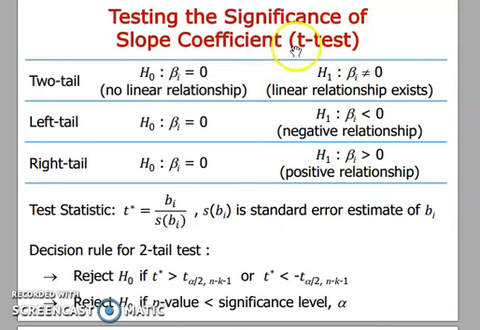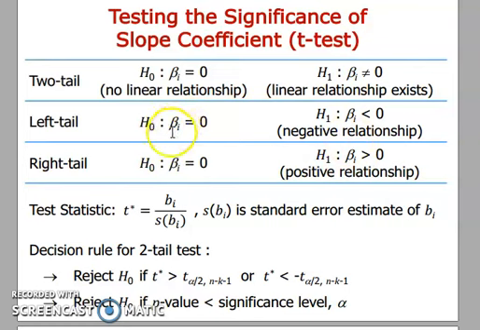For the first test, testing the significance of the slope coefficient, which is the t-test, for H0 and H1, you have H0: beta i equals 0, H1: beta i not equal to 0. So if you want to test for beta 2, H0: beta 2 equals 0, H1: beta 2 not equal to 0. Meaning there is no linear relationship between x2 and y, and here there is a linear relationship between x2 and y. And you also have the one-tailed test, whether it's a left tail or a right tail.